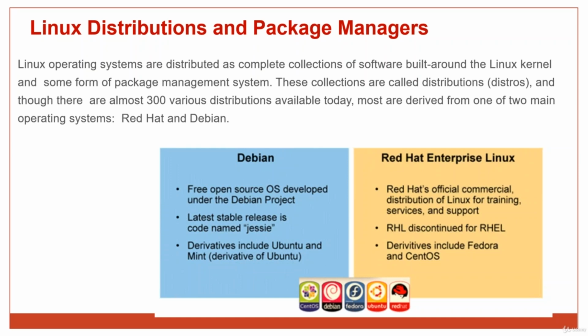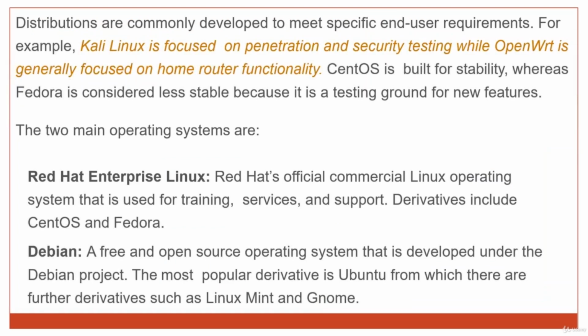Now inside Red Hat Linux, you can see that the main versions are Fedora and CentOS, and that's why we are using CentOS as well in this lab. So we have both the flavors. One is Ubuntu and one is CentOS, so we can cover most of the commands related to these flavors.